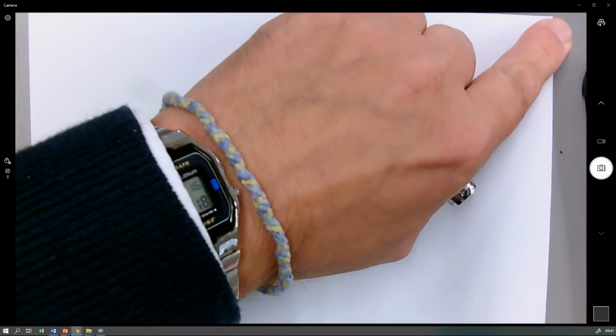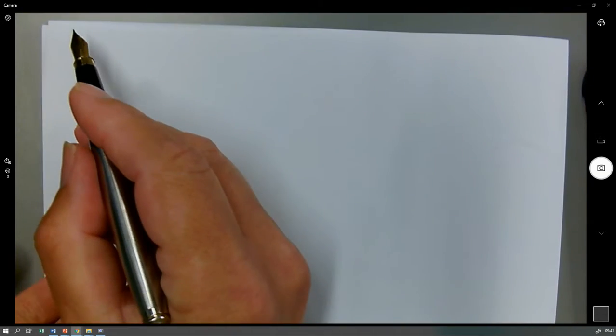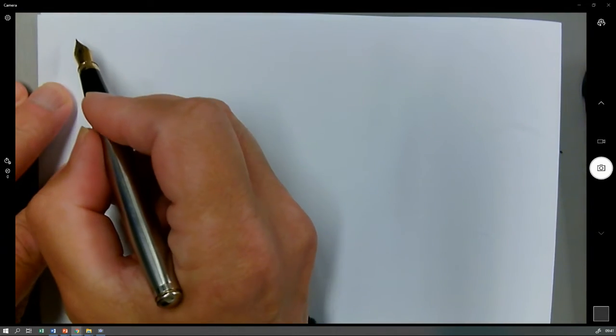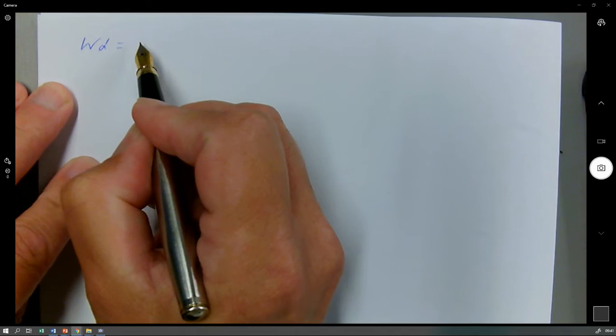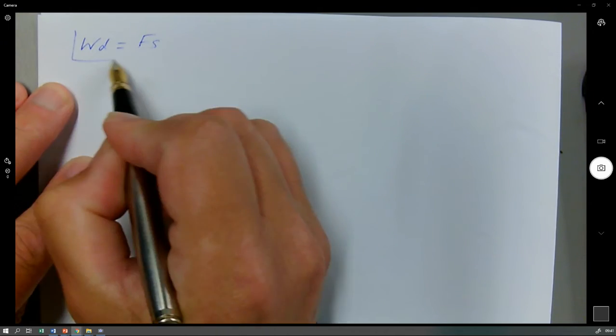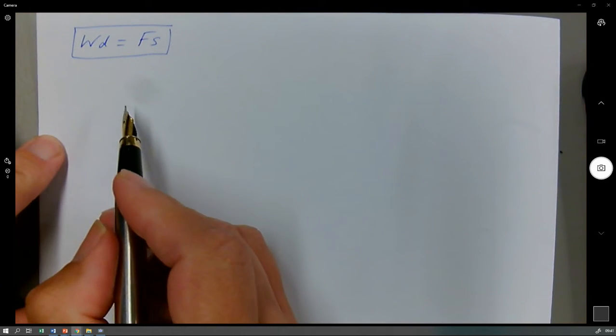Okay, let's do some whiteboard work, or in this case some paper work. Here we go. Right, now, so we know that work done is force times distance. We learnt that years ago, and it's still very important to know it now. So let's consider this scenario.